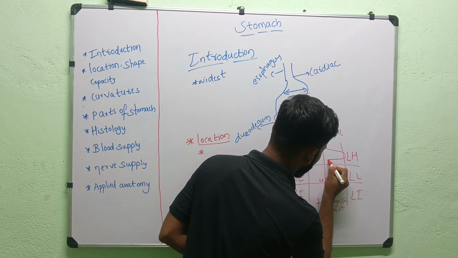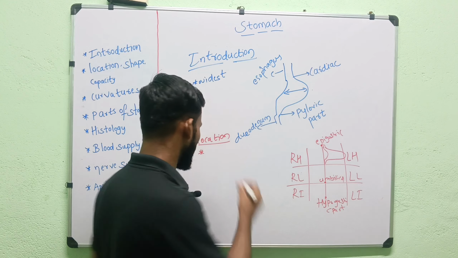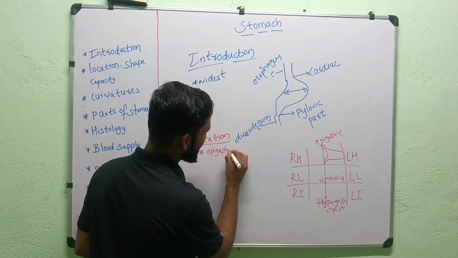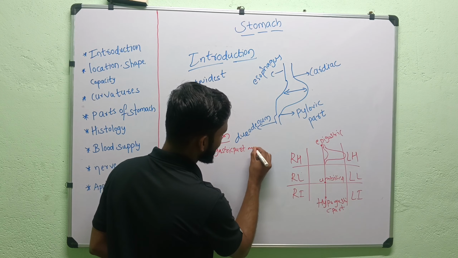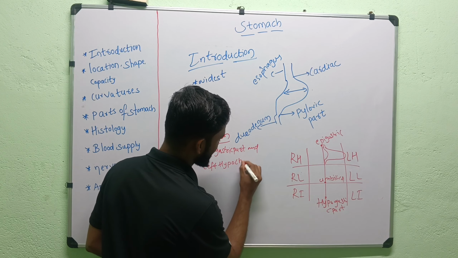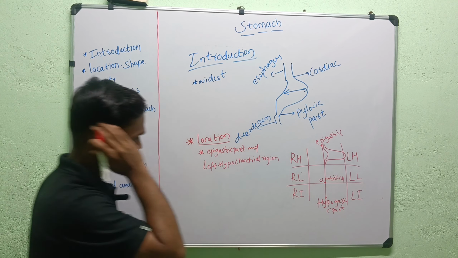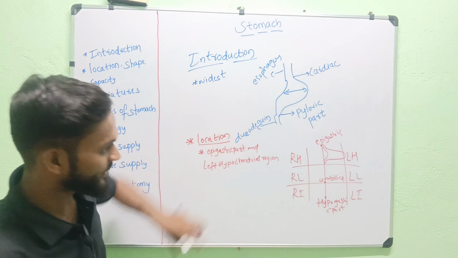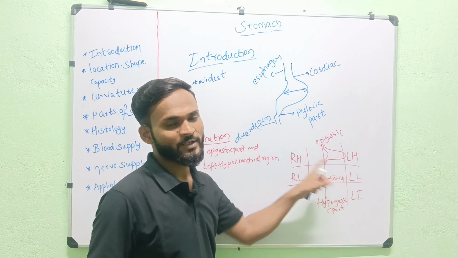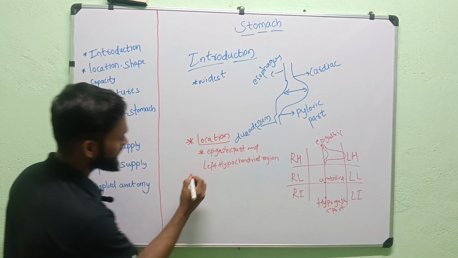Your stomach is located in and occupies the most part of your epigastric region, and some part occupies your left hypochondrial region. That is all about the location of your stomach. Next we are going to discuss the shape.